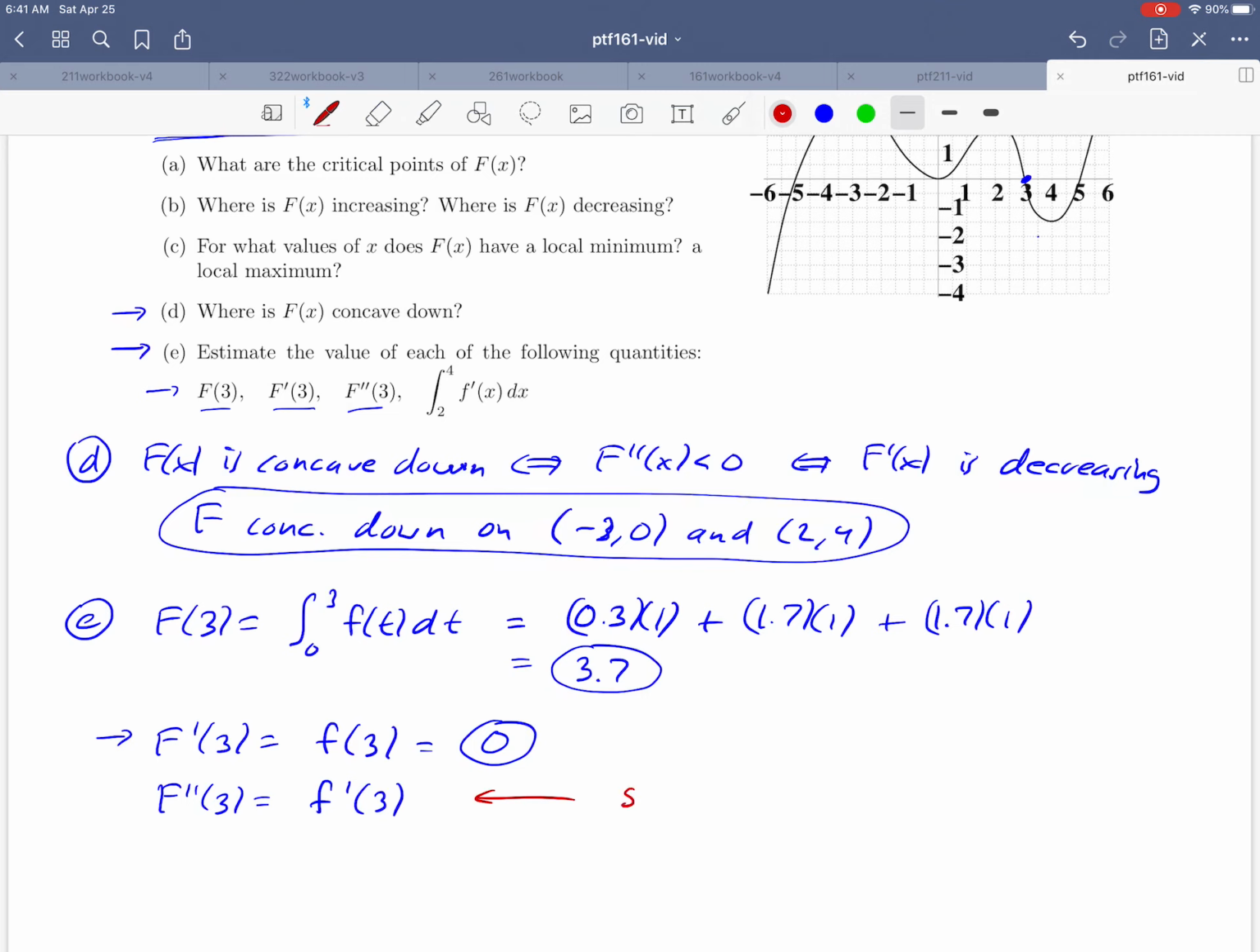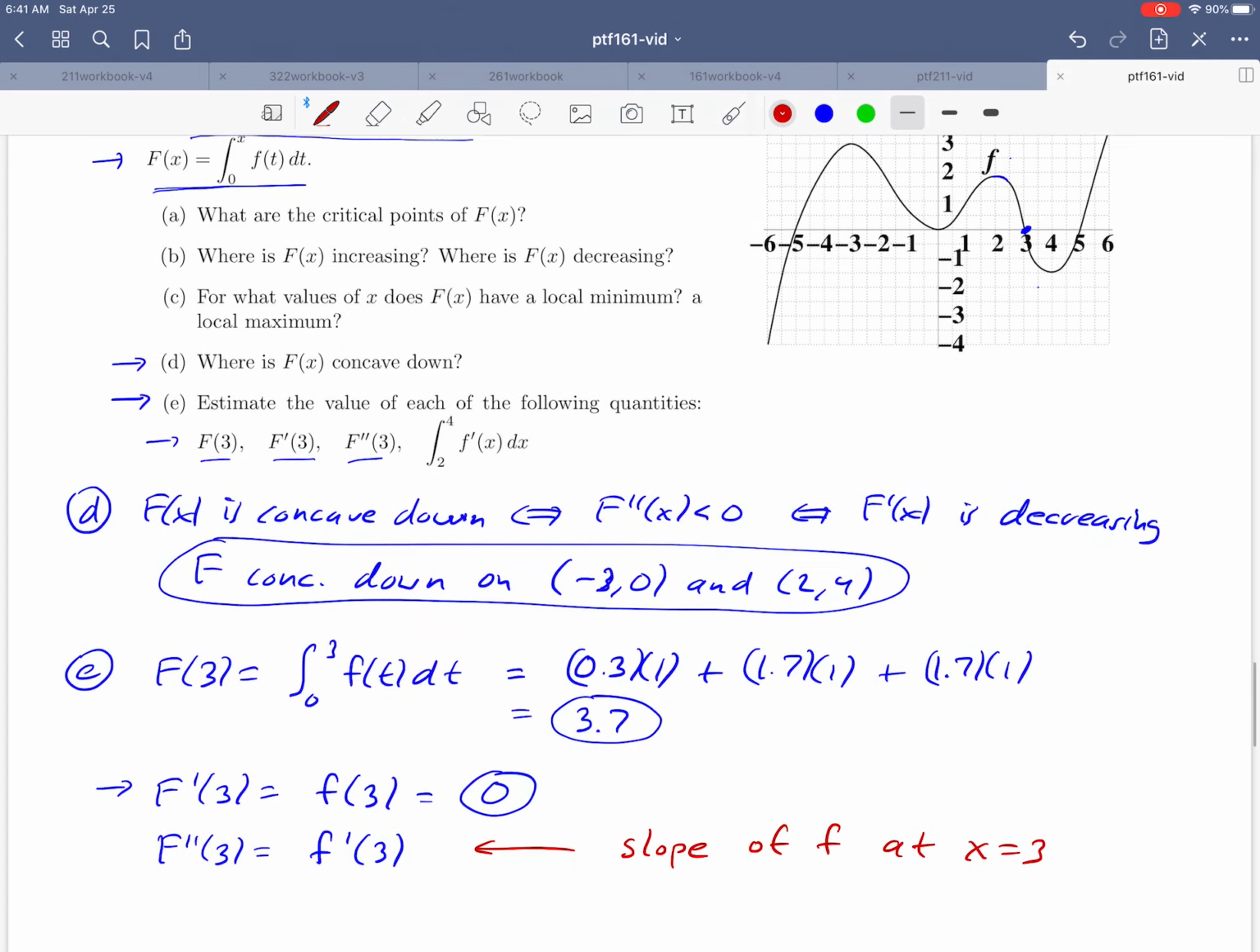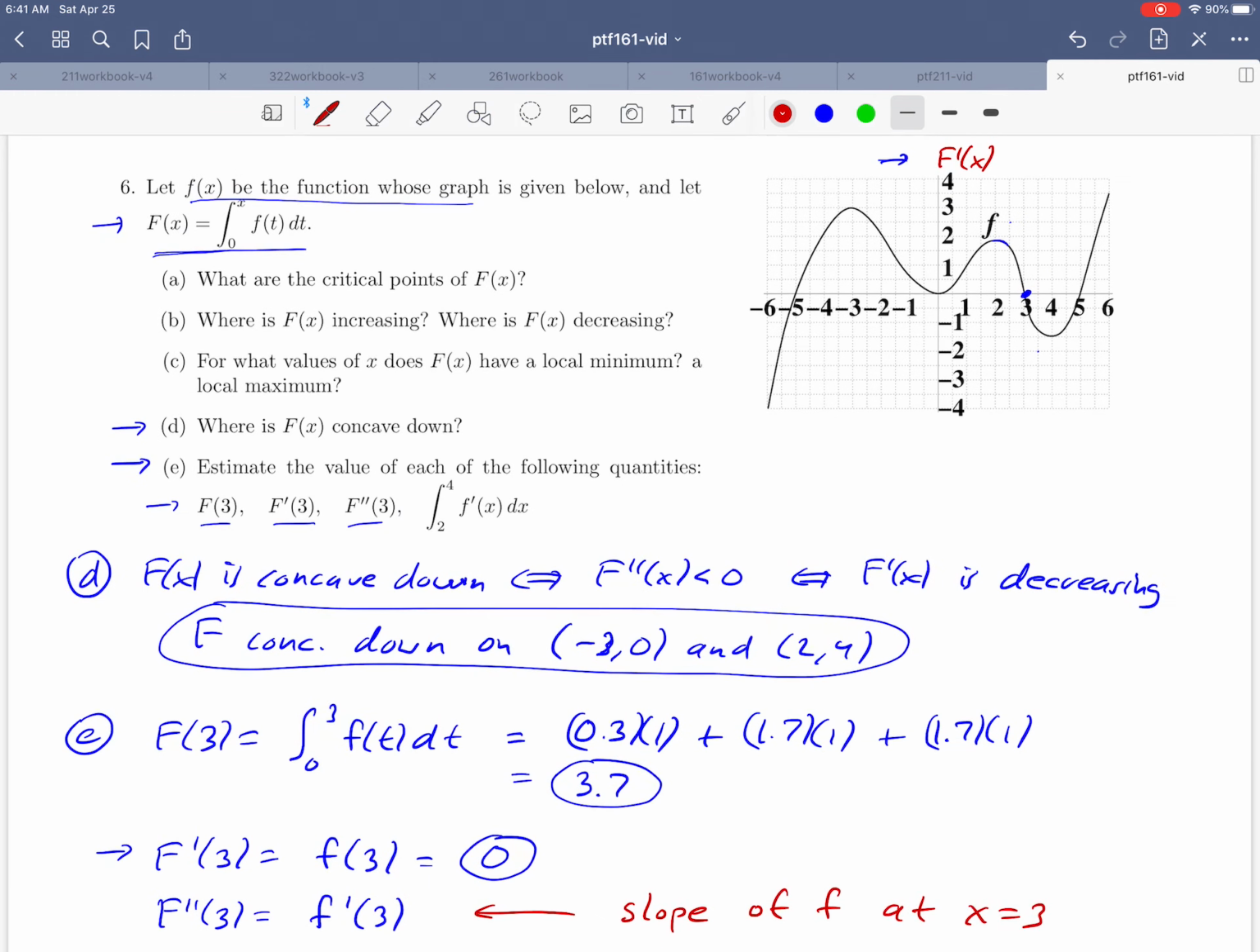Little f prime of 3, in words, would be the slope of the tangent line of f at x equals 3. So we're looking for a tangent line slope here. We need to estimate that as best as we can. All right, so let's scroll back up to our picture here for a minute. I'm going to get rid of the markings that we don't need anymore.